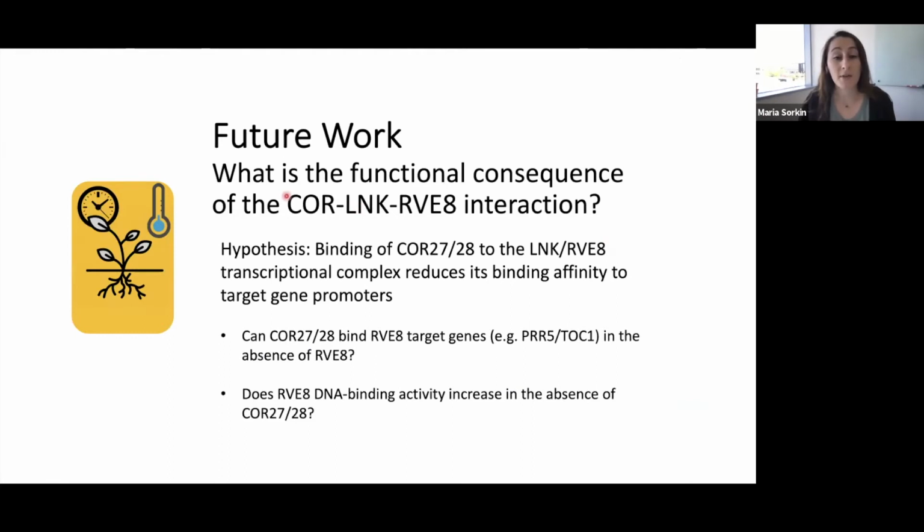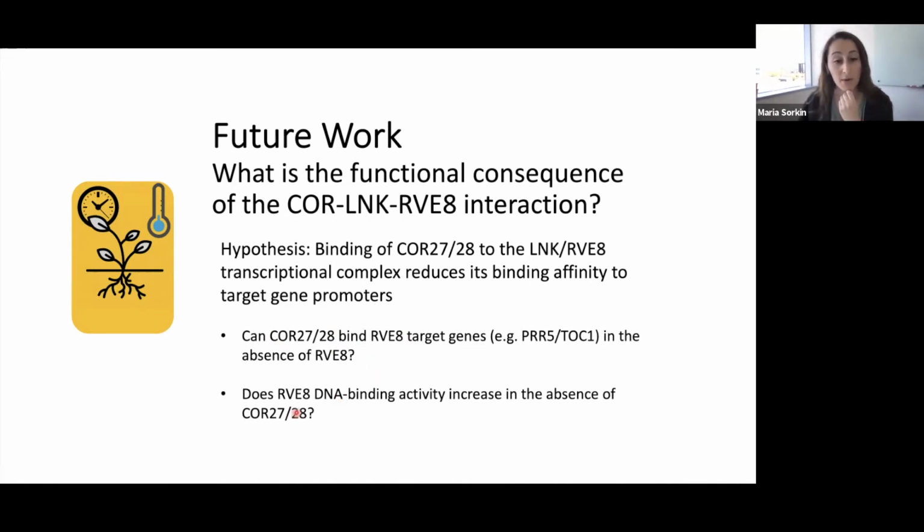So the next thing on the horizon is characterizing the molecular mechanism of this interaction. So what is the functional consequence of the core link Rev8 interaction? And again, we think that binding of the cores to the link Rev complex could reduce the binding affinity to target gene promoters. So two questions that we're going to ask are, can core 27 and 28 bind Rev8 target genes without Rev8? So again, the cores do not have a DNA binding domain, so we're unsure how these proteins are associating with these promoters. And we think that Rev8 is likely the intermediate there.